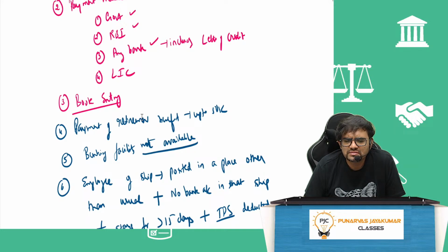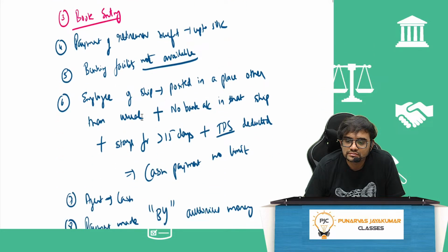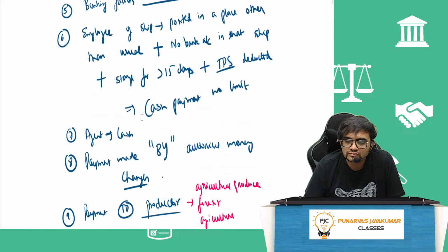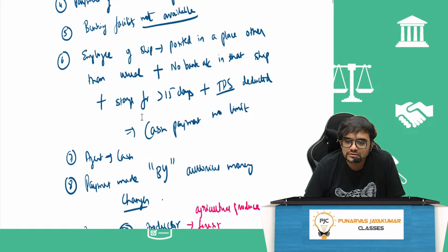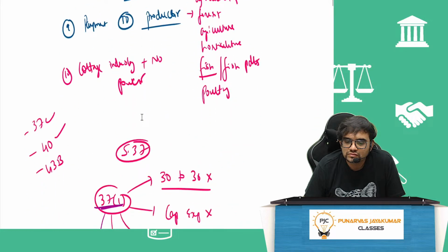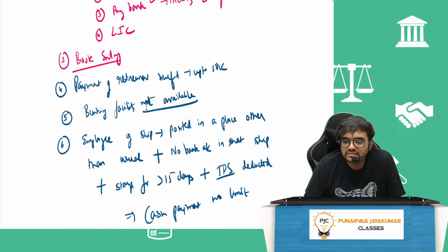Retirement benefits: if I pay some pension, etc., 50,000 in cash, I can pay. Payment to a place where banking facility is not available is also fine. But if they ask one question, payment was made of more than 10,000 on a day when the bank was closed, this can also be an MCQ question. Payment was made of 12,000 rupees on a day when the bank was closed. Allowed, disallowed?